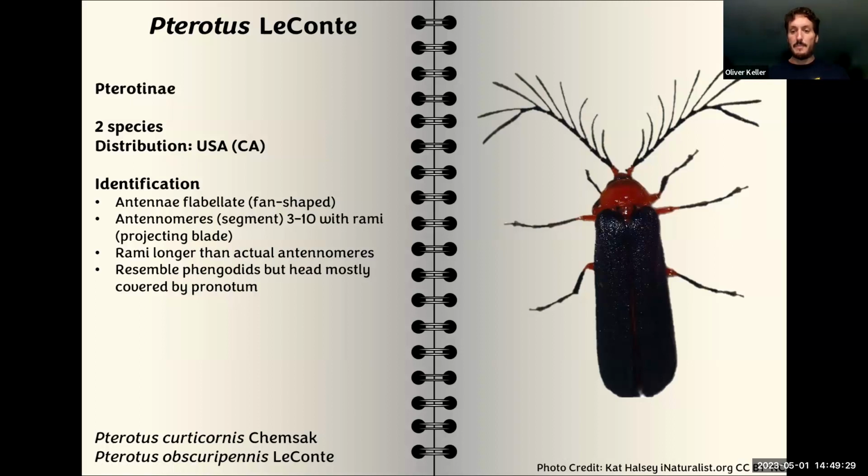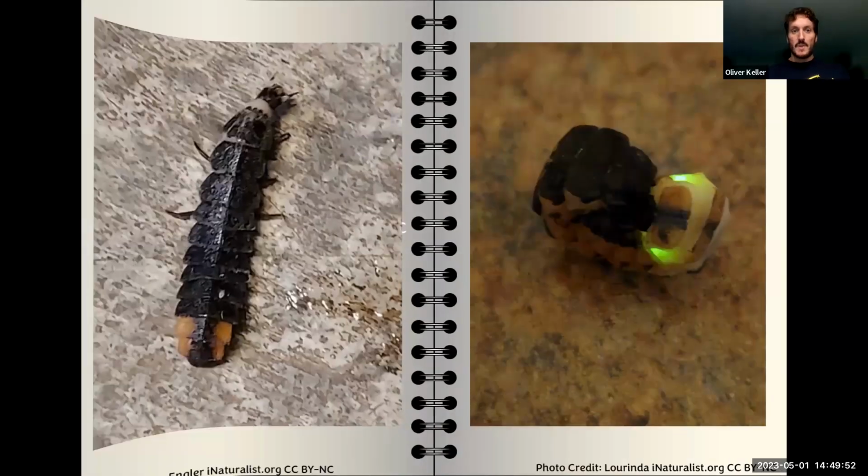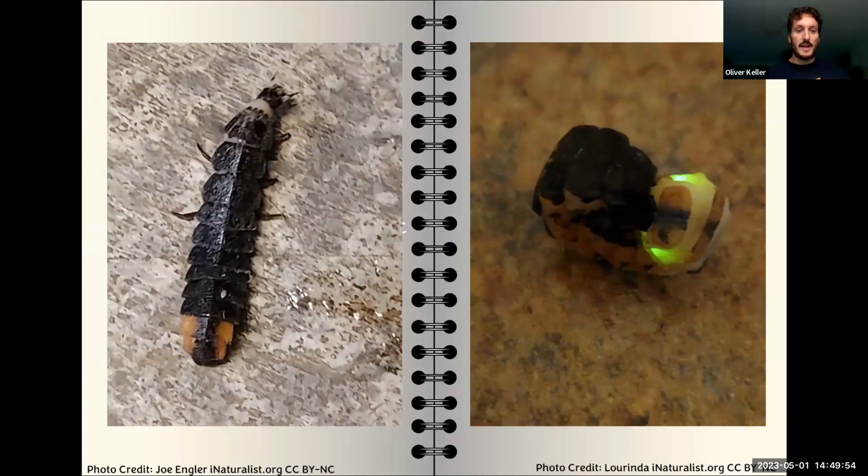And it's a very great picture by Kat Halsey from iNaturalist. And if anybody goes out collecting for these, if you come across Terotus corticanus, the other species, it has much shorter rami. I would be very interested in some. And here's the arrow that points to the rami. It's also known as, I think, the California glowworm.